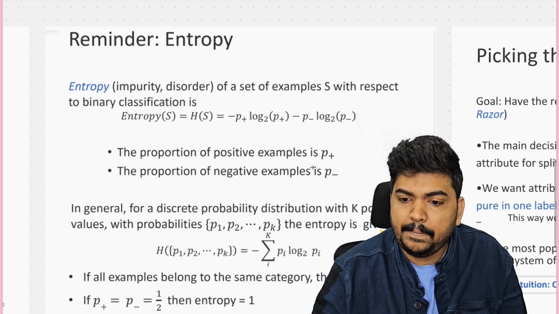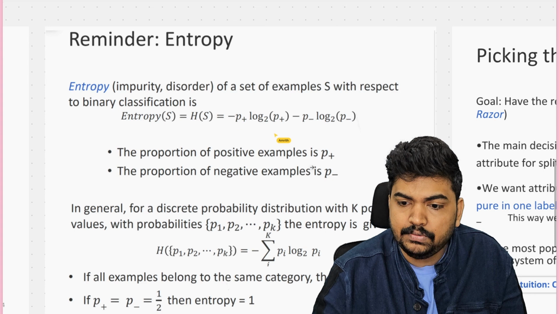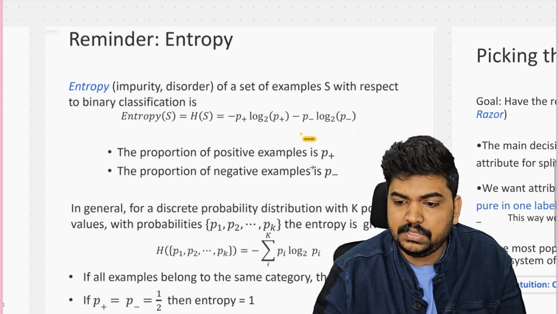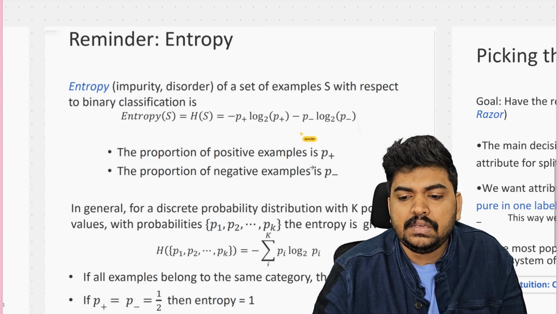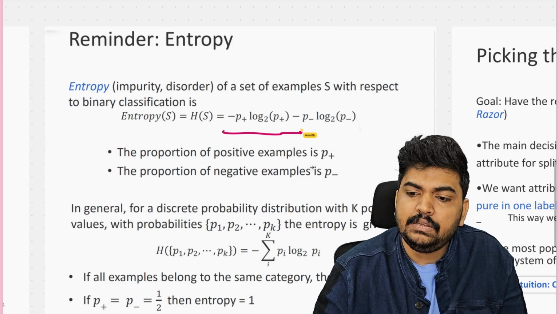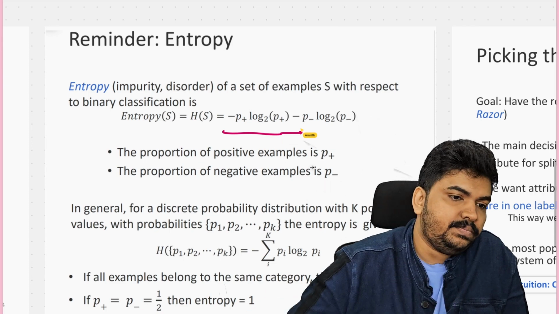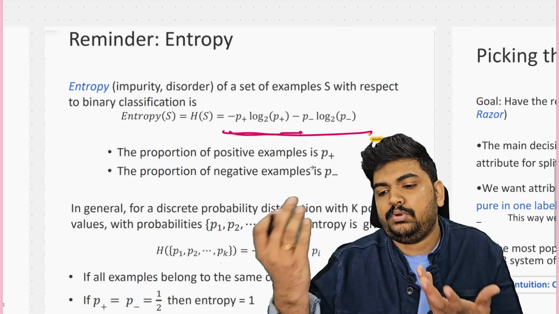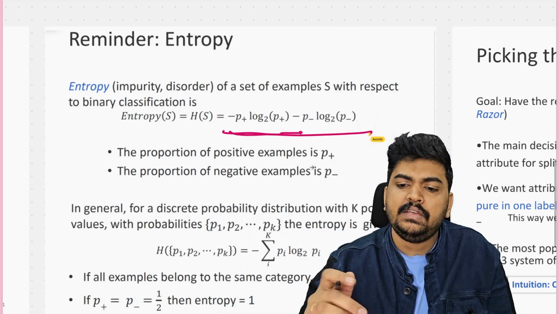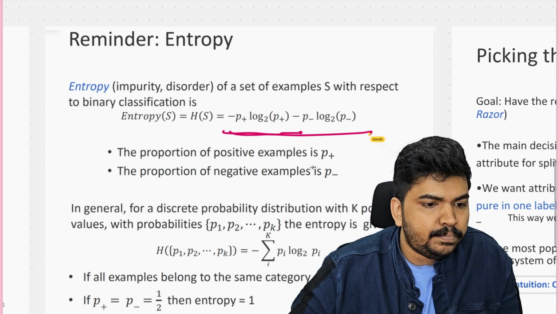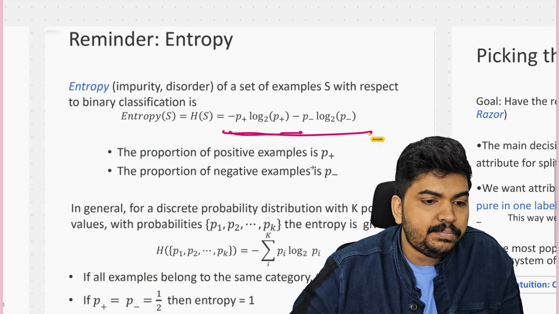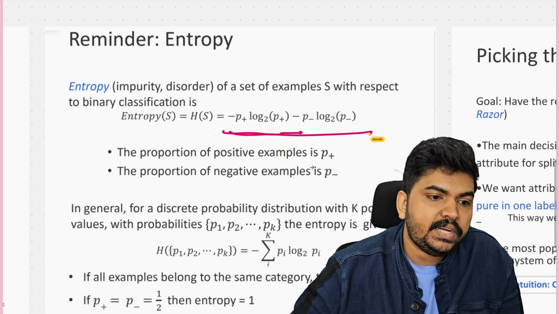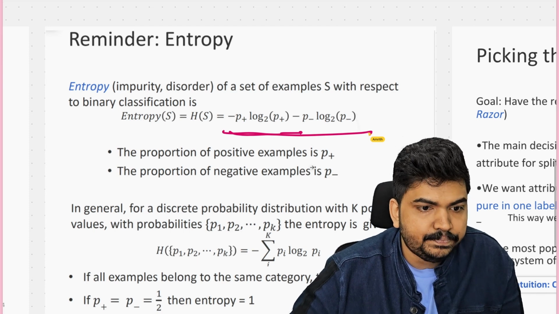as minus p positive log to the base 2 p positive minus p negative log to the base 2 p negative. So this is specifically for a binary classification task that I'm talking about. There are two labels, the positive and negative label. And here p plus and p minus are the proportion of the positive and negative examples respectively.